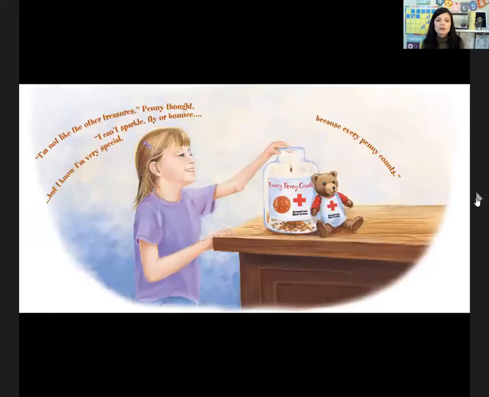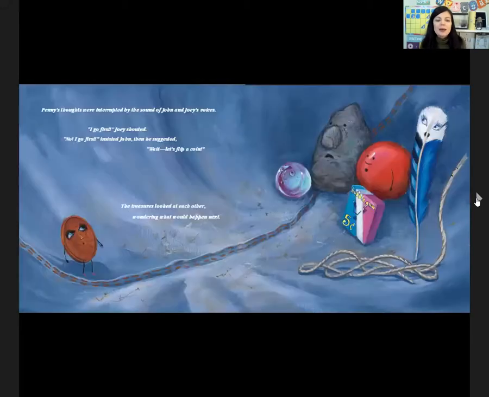"I'm not like the other treasures," Penny thought. "I can't sparkle, fly, or bounce, but I know I'm very special because every penny counts." Penny's thoughts were interrupted by the sound of John and Joey's voices. "I go first," Joey shouted. "No, I go first," insisted John. Then he suggested, "Wait, let's flip a coin."